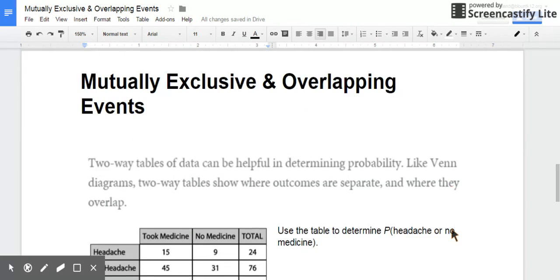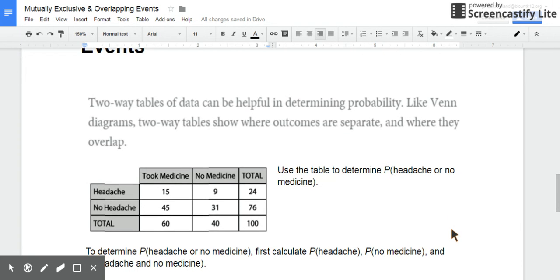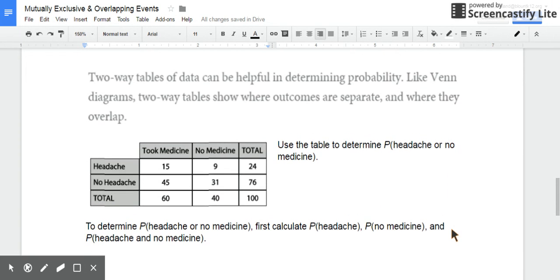Now, let's take a look at reading that with two-way tables. So here's a two-way table. You might be given your data this way. Here's some data taken on people who have a headache or don't have a headache, and whether they took medicine or not, and some totals. So here's people with no headache or a headache, and the totals, and then who took medicine and did not, and the overall total there.